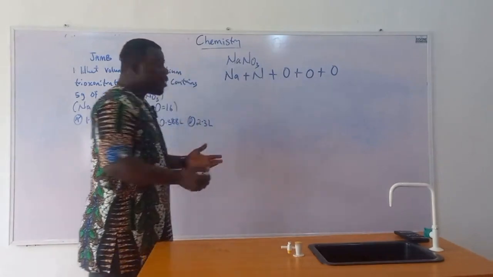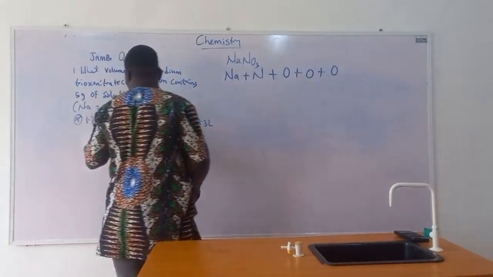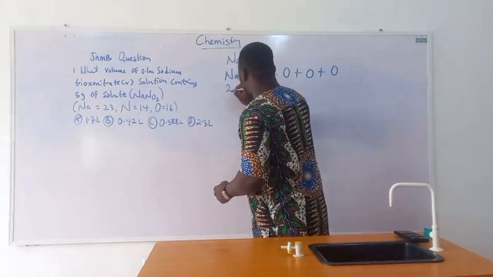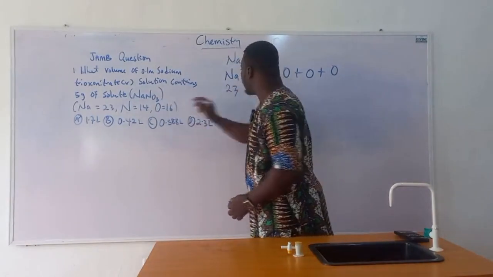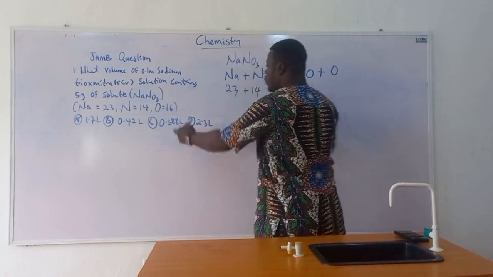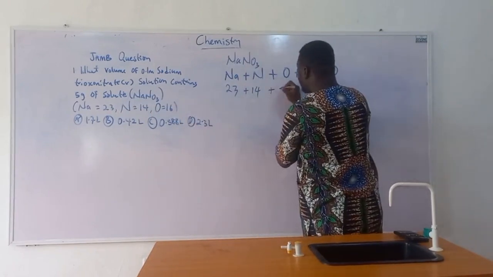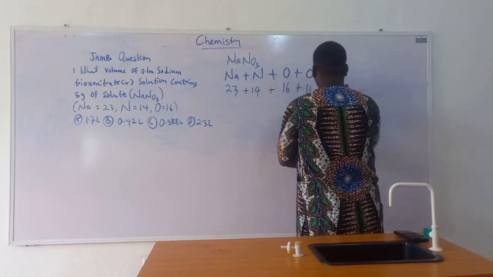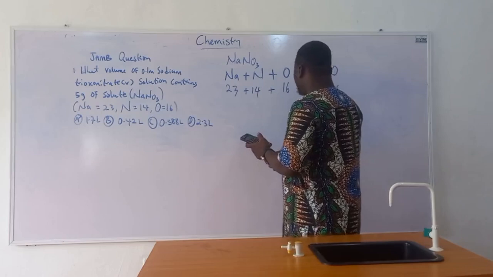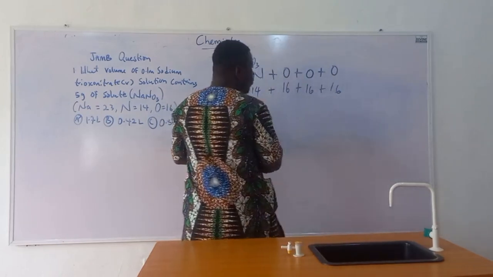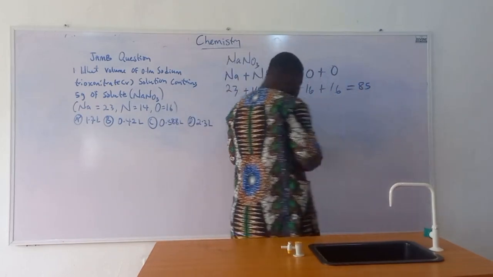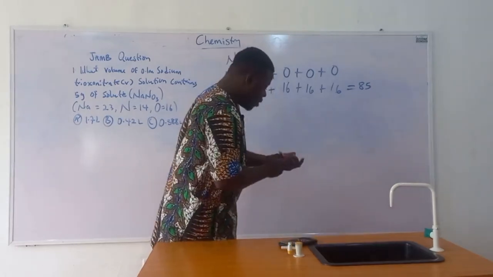Now, they gave us a value. They say the value for sodium is 23. So we just substitute. So we have 23. What about for nitrogen? It is 14. What about for oxygen? Oxygen is 3, so we have 16 plus 16 plus 16. Now I have 85. So therefore, the molar mass is 85 grams per mole.